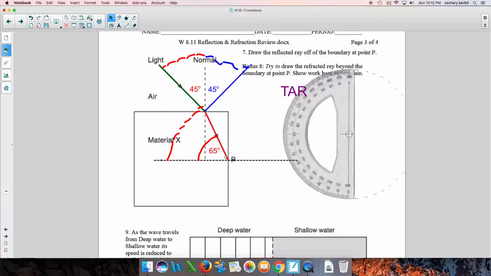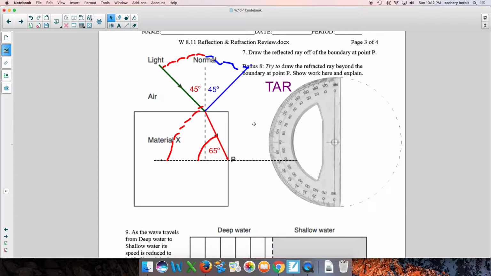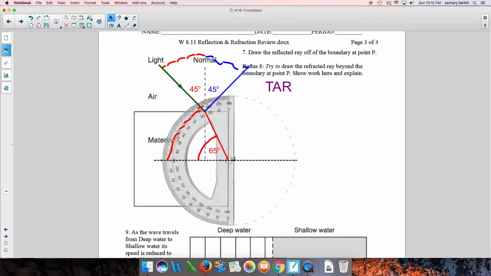And like before, every time a wave hits a boundary, you will get TAR, which means some of it will transmit, some of it will absorb, some of it will reflect. So, the easiest one to draw is the reflection, because the law of reflection says the angle of incidence matches the angle of reflection. So if it's 65 degrees, then it will be 10, 20, 30, 40, 50, 65 degrees this direction.